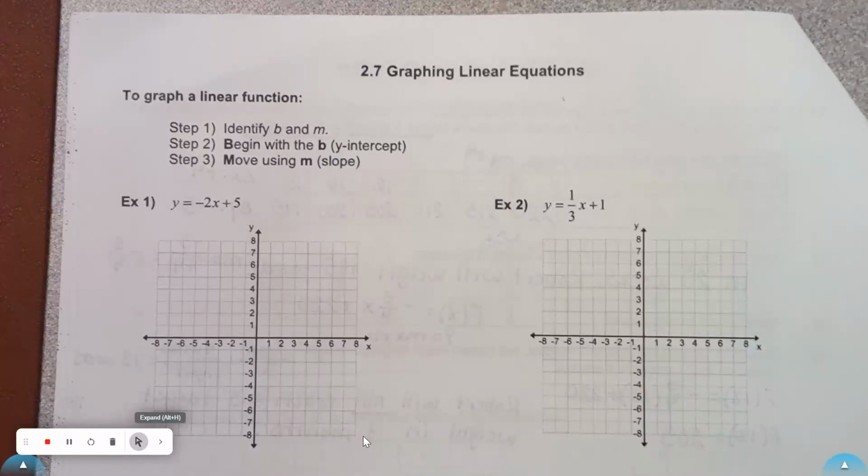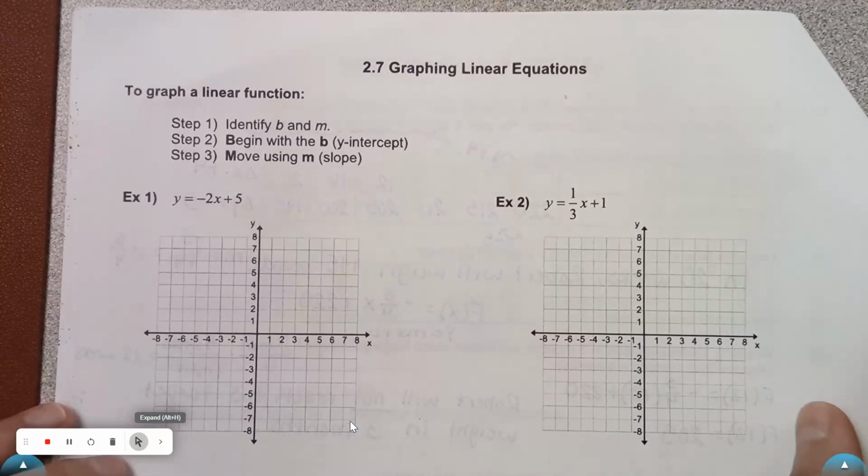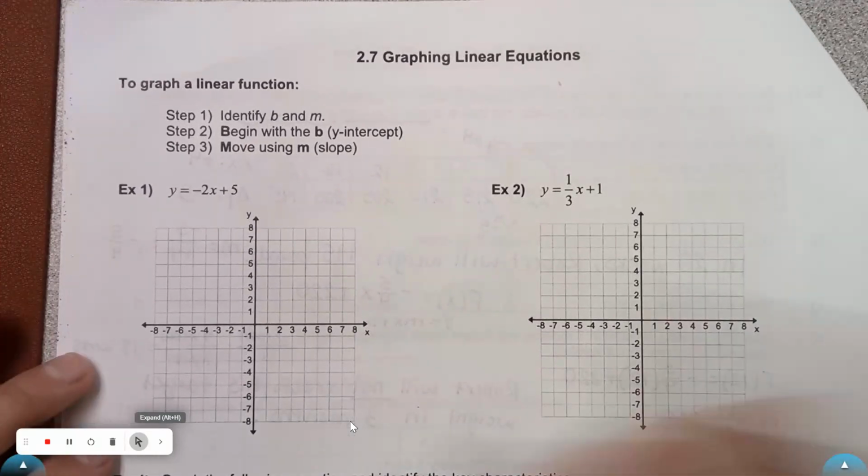So this is the last day for chapter 2 for the grade recovery notes. Today we're starting off with lesson 2.7. First we're going to be graphing linear equations. Here are all the steps.